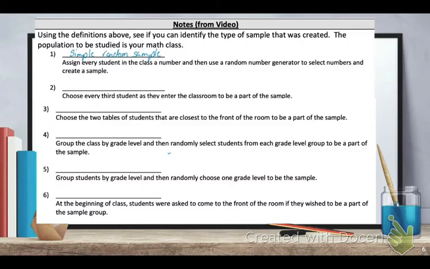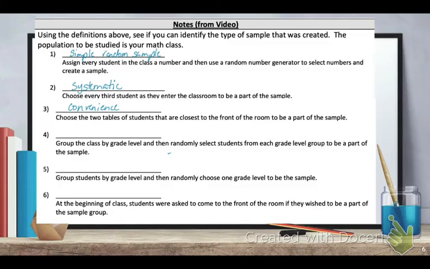Number 2, choose every third student as they enter the classroom to be a part of the sample. We could think of that as convenient, but since we're making a rule of every third, we could call that a systematic sample. Number 3, we're going to choose the 2 tables of students that are closest to the front of the room to be a part of the sample. That will be a convenience sample because they are closest.